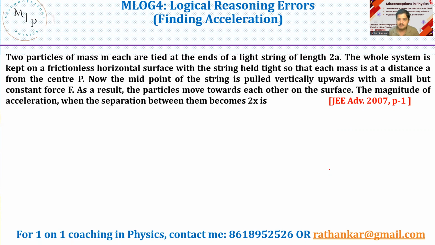Two particles of mass m each are tied at the ends of a light string of length 2a. The whole system is kept on a frictionless horizontal surface, with the string held tightly so that each mass is at a distance a from the center P. So this is the center P, and the distance here is a, the distance here is a.